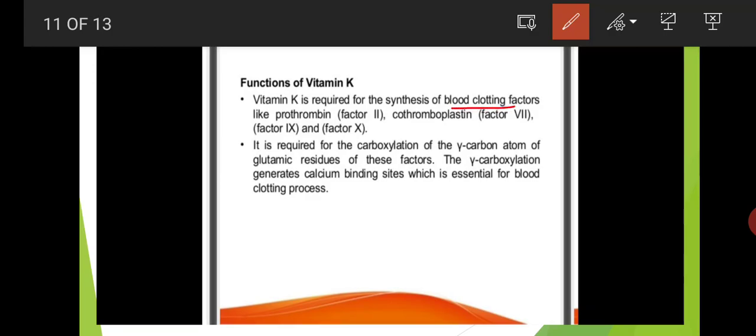Okay, factor 2, factor 7, factor 9 and factor 10 also. And it is required for the carboxylation of the gamma carbon atom of glutamic residues of these factors. The gamma carboxylation generates calcium binding sites, which is essential for blood clotting process.